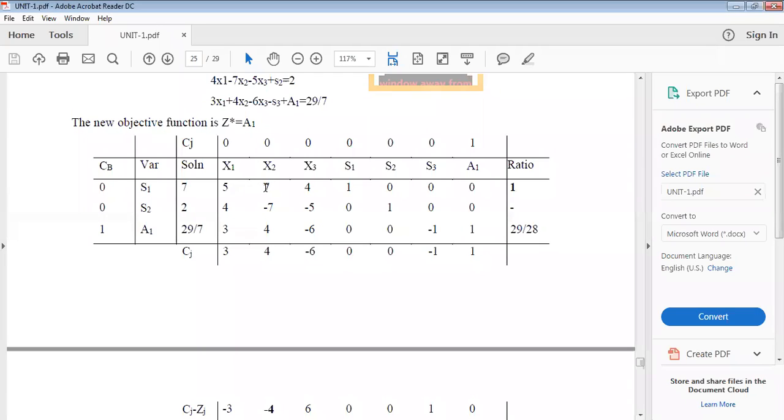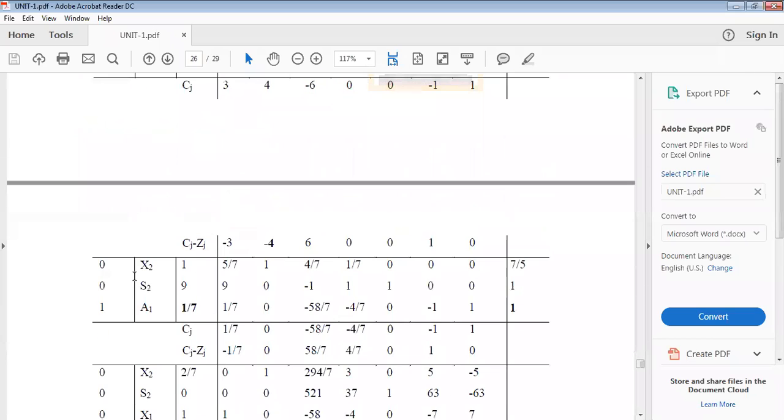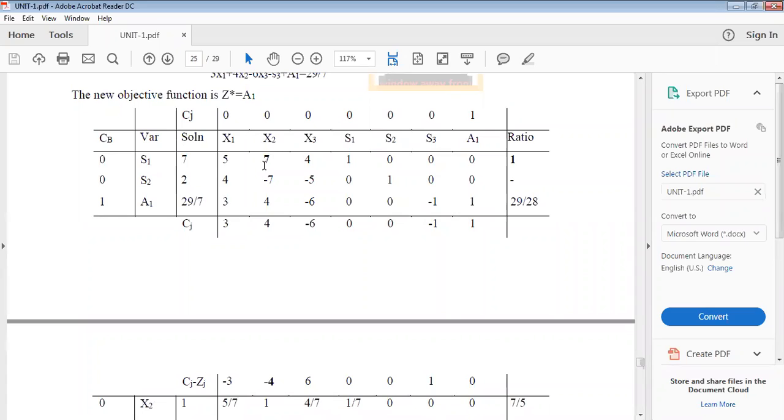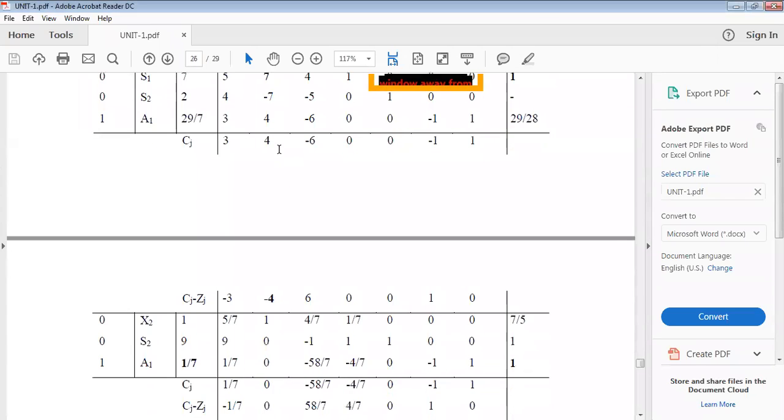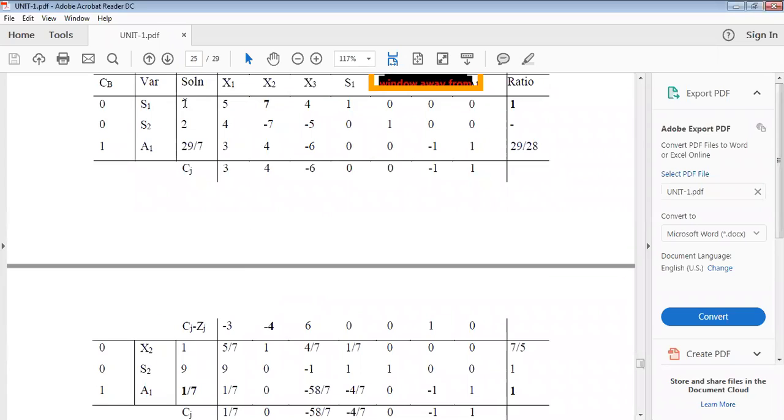So therefore, in the next iteration, you will find out 0, x2. So x2 is coming here. 0 is as usual. And if you divide by 7: 7 by 7, 1. 5 by 7, and 1 here. 7 by 7, 1, 5 by 7, 7 by 7, 1, 4 by 7 and 1 by 7, 0 by 7, 0 by 7, 0 by 7. So like this, the first row has been obtained.